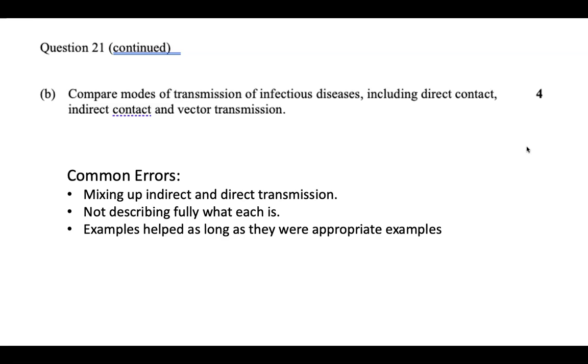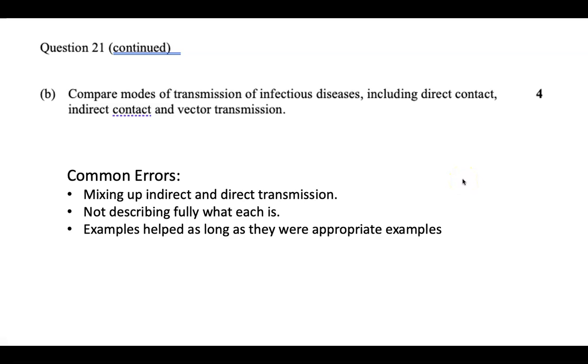Another common error was not describing fully what each of these things were, particularly vector transmission. Now, vector transmission is when an animal, usually an insect like a mosquito, is able to pass a pathogen from an infected host to an uninfected host through a bite. So not describing that fully was another common error that students made. And also making sure that the examples you had were appropriate for the type of transmission you were talking about as well.